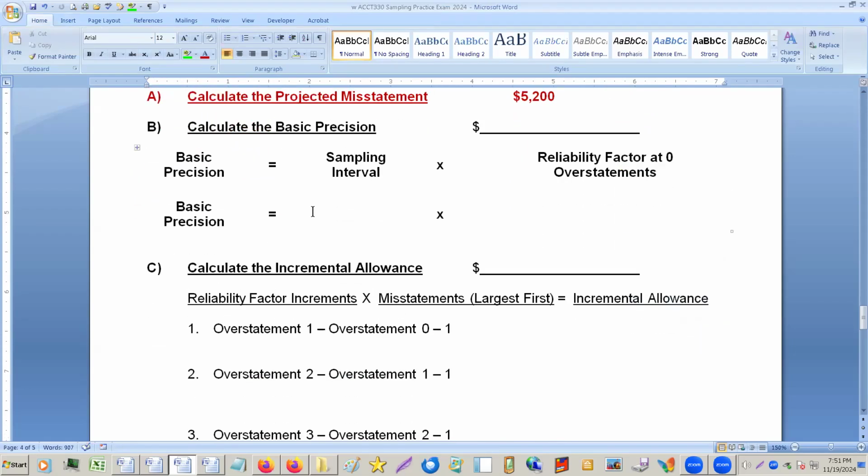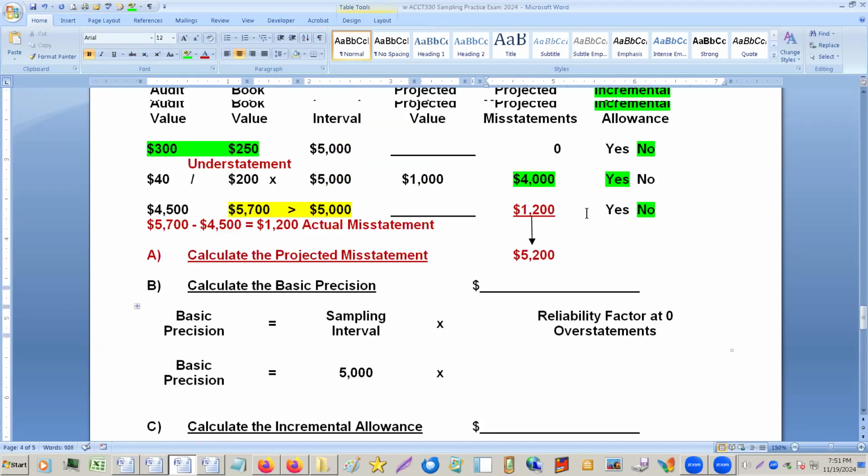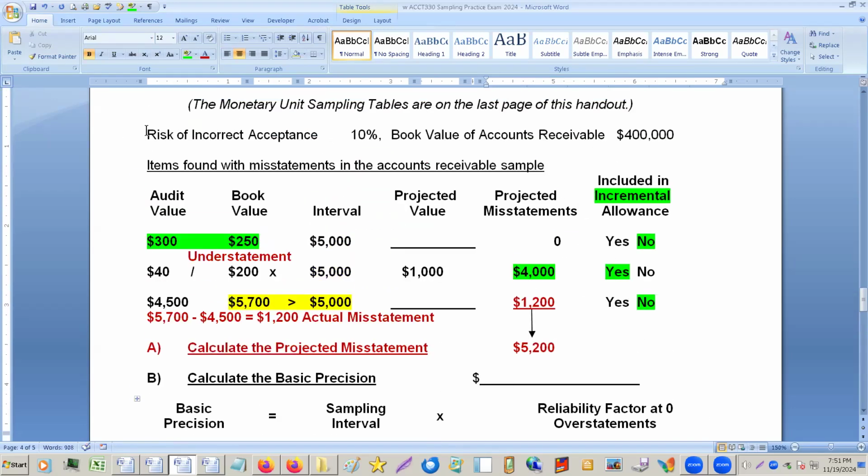Basic precision equals our sampling interval, 5,000, times our reliability factor at 0 misstatements. Okay, we need to know the percentage here. So the percentage here is 10%.